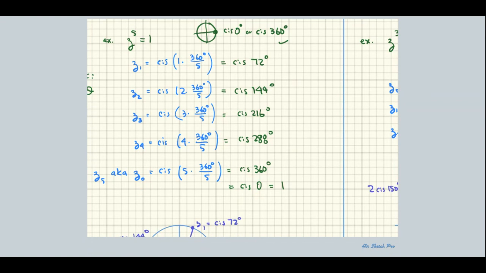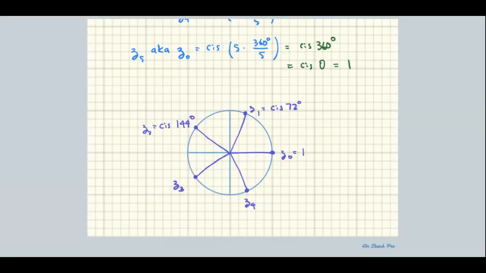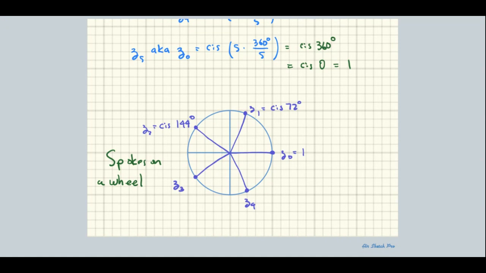But now I want you to see where these solutions map out. And this is what they look like, okay? These are spokes on a wheel. Spokes on a wheel. And they're nice and evenly distributed around the circle and equal distance apart. And that's if we're dealing with the roots of 1.